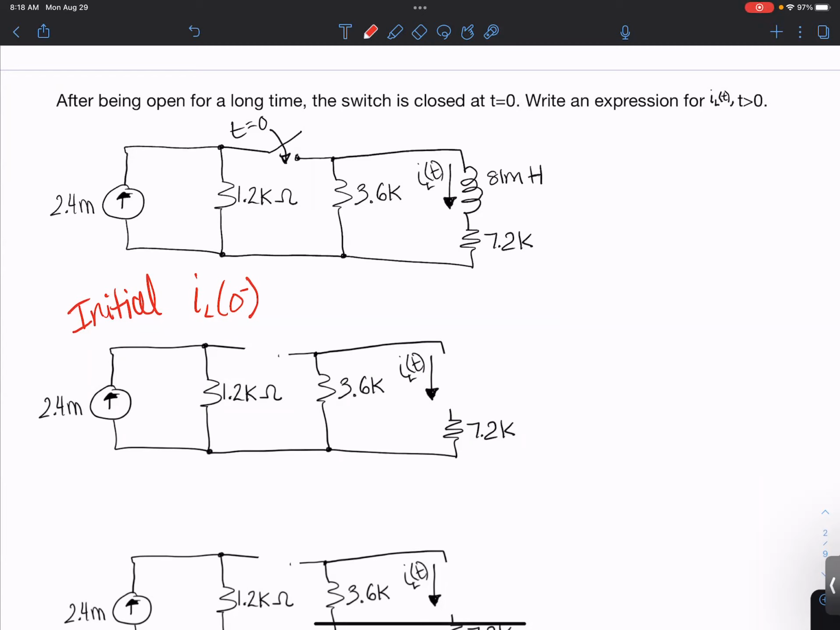All right, so I already redrew this for you guys, but once you redraw it, you have to determine what position is the switch and what do you do with the component itself. So for this one, what do we do with the switch? If we're looking at it right before the switch is closed, it's going to be, correct, open. So we leave it open here.